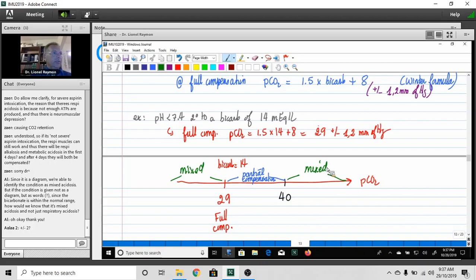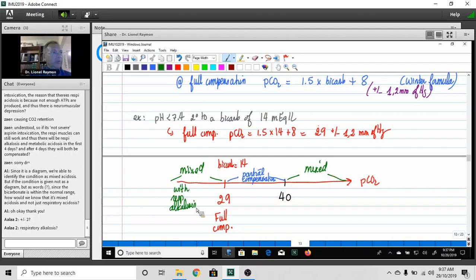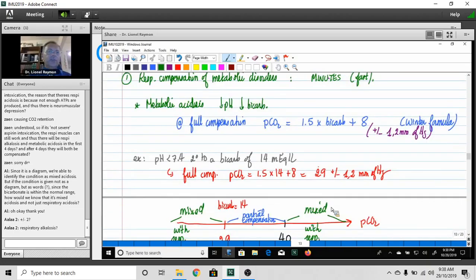So you tell me, on the left here, if PCO2 was lower than 29, it would mean I blew out more CO2 than normal. It would be a mixed disorder with what? The respiratory acidosis or respiratory alkalosis? Mixed with what? That's right, Al. It would be mixed with respiratory alkalosis. Whereas if the PCO2 is above 40, it would be mixed with a respiratory acidosis. You understand how the equation now allows you to argue your patient's numbers?